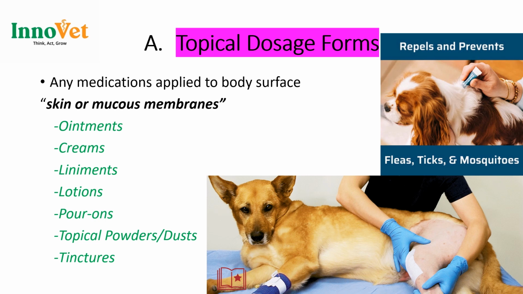Today I will be discussing the drug dosage forms: the topical, the parenteral, and the inhaled. When we speak of the topical dosage forms, these are simply any medications that are applied to the body surface, and this can be either the skin or mucous membranes. Examples are the ointments, creams, liniments, lotions, pour-ons, topical powders or dust, and tinctures. So we are going to delve more into each of these and understand them better.